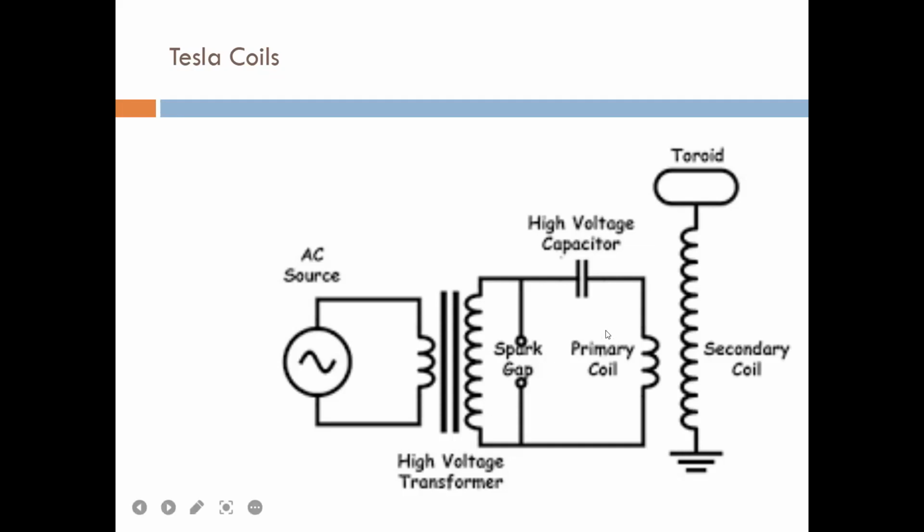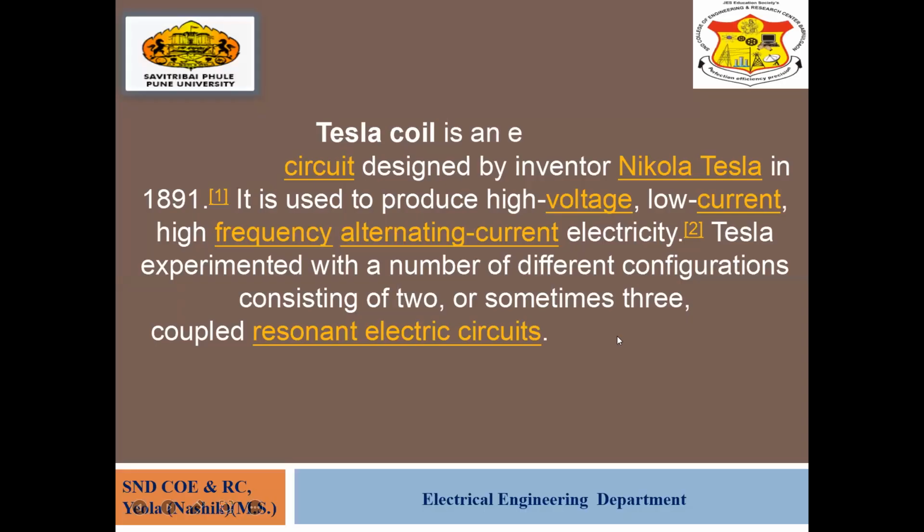Now we will see the basic principle. Why is it called a Tesla coil? Because it was invented by the scientist Nikola Tesla in the year 1891. It is used to produce high voltage, low current, high frequency alternating current electricity. Remember, it produces high voltage, low current, high frequency alternating current. Tesla experimented with a number of different configurations consisting of two or sometimes three coupled resonant electric circuits.